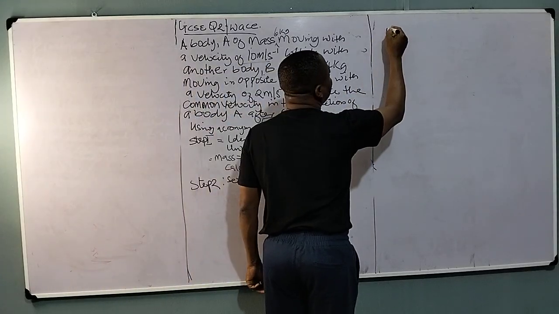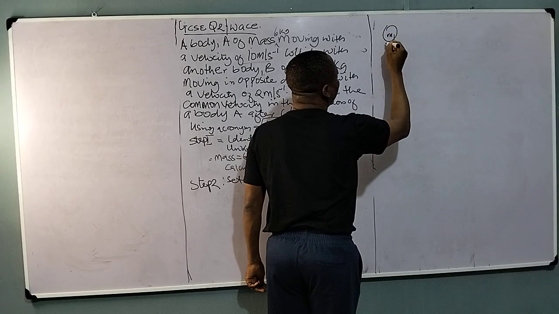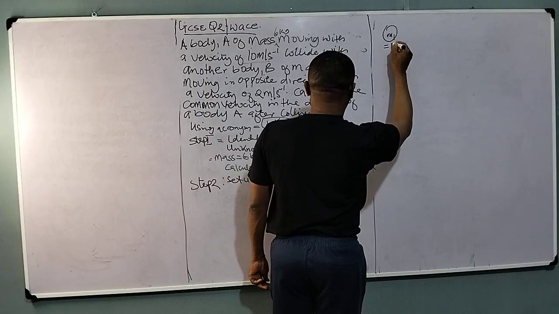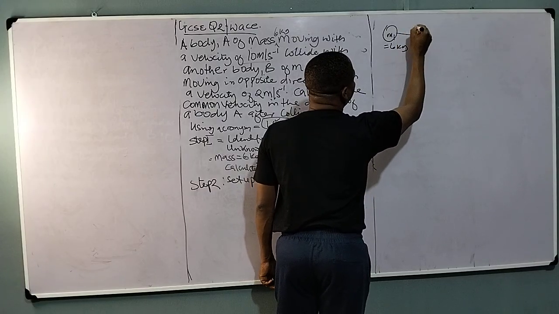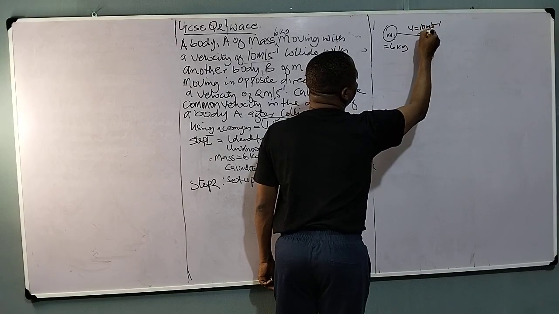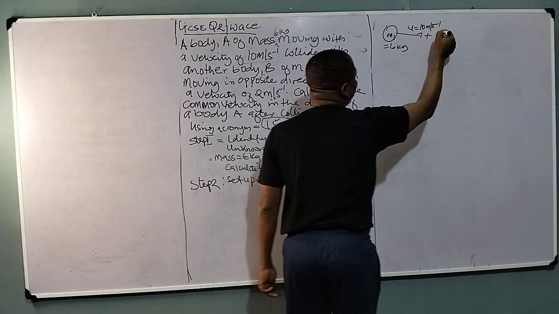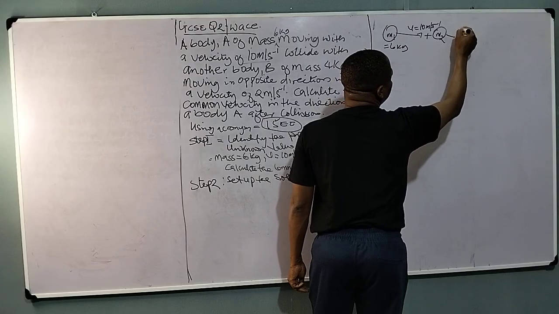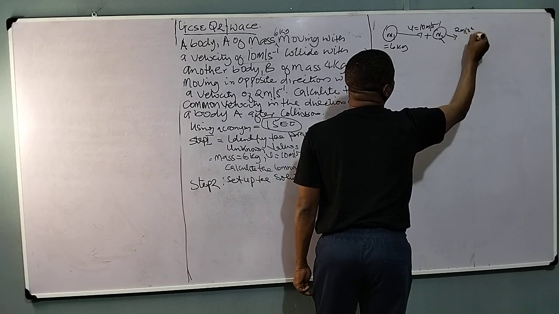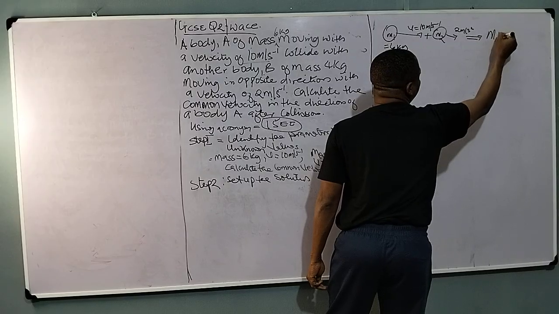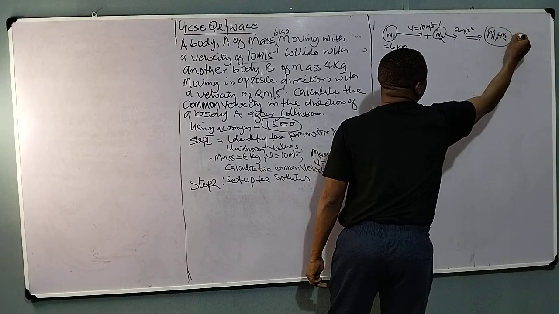They say the body of mass, this is a mass M1. M1 is a body of mass 6 kg. Then it has a velocity equals 10 meters per second. That is the velocity. Then it collides with another mass M2 that has the velocity of 2 meters per second. Now, they ask, what is the common velocity? This will be M1 plus M2, that is the common velocity.